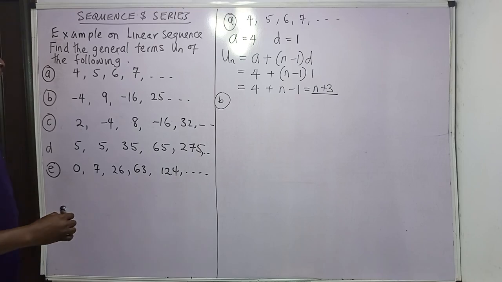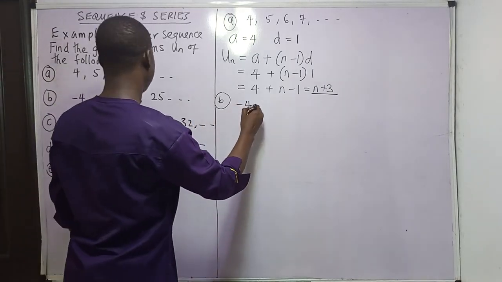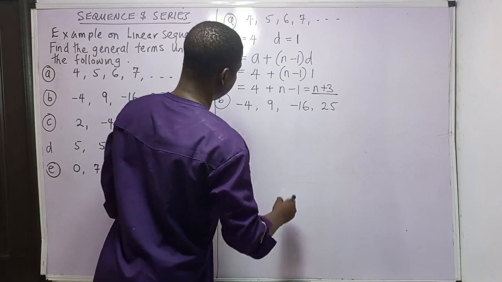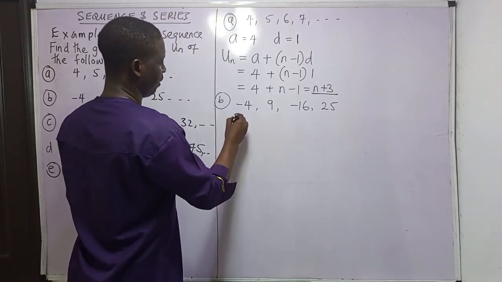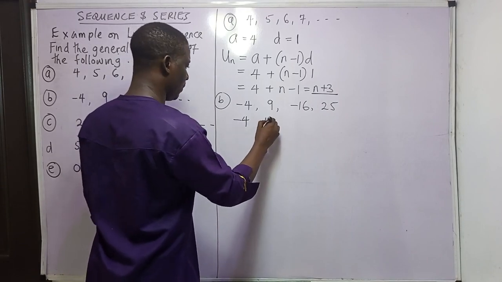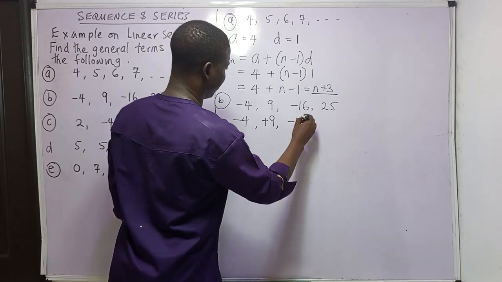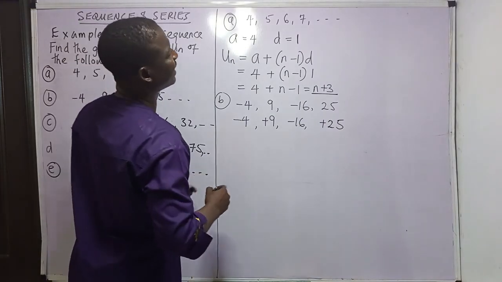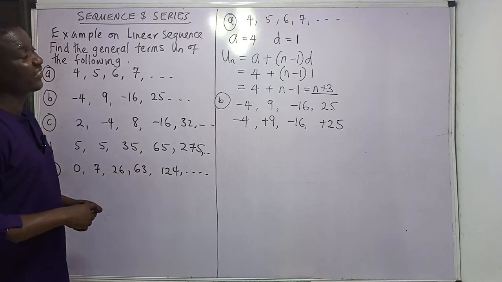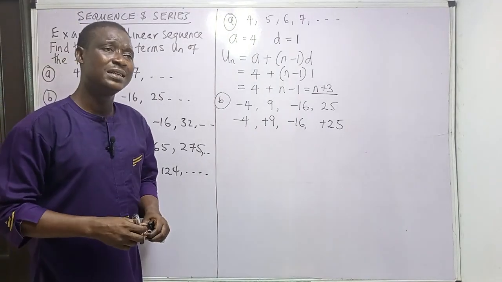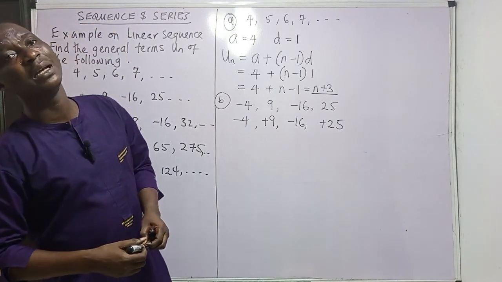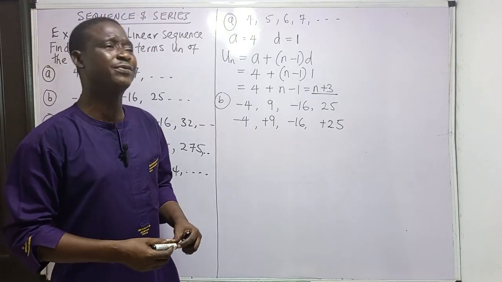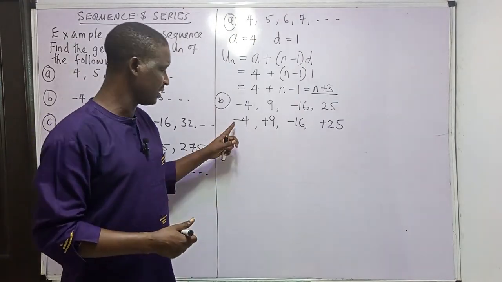Number B says minus 4, 9, minus 16, 25. If you check this sequence very well, starting with minus 4, go with plus 9, then minus 16, then plus 25. It's a typical alternating series that I talked about. An alternating series, or a sequence rather, is a sequence that has alternating positive and negative signs.